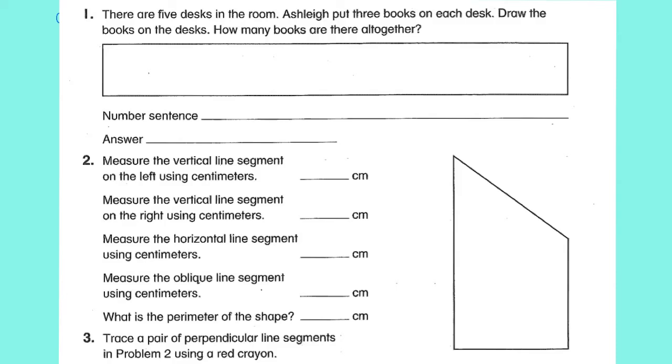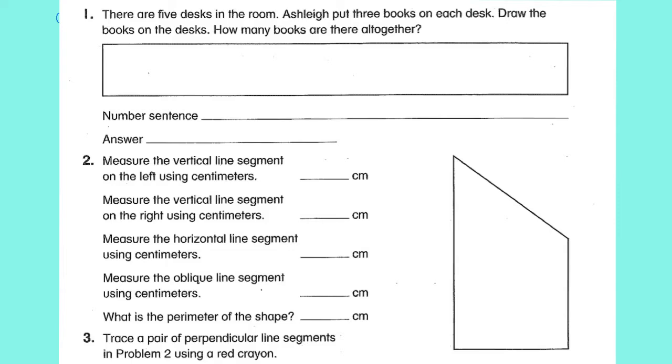Okay, let's get started on our written practice. Number 1 reads, there are 5 desks in the room. Ashley put 3 books on each desk. Draw the books on the desks and how many books are there all together.